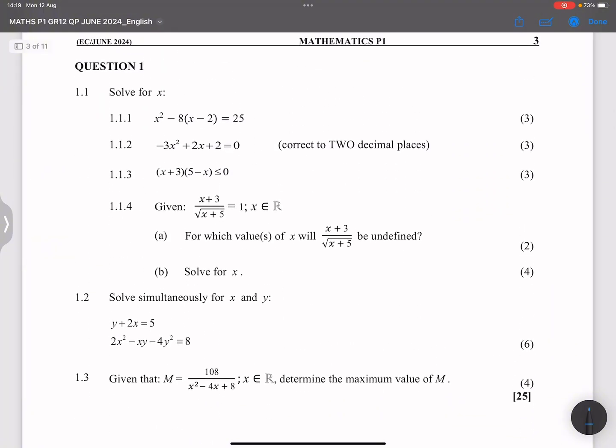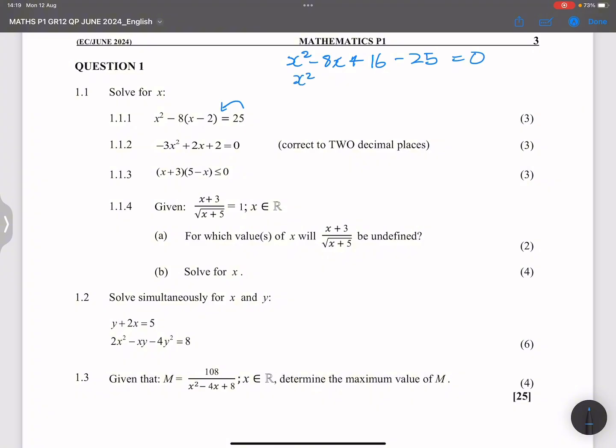All right, so firstly, we'll look at question 1. Let's try and go through the questions together. So we've got 1.1.1. They've got x squared minus 8x now. So what I'm going to do is just simply expand into the bracket. So that will be minus 8x. And remember, a negative times a negative is a positive. So that becomes plus 16. Now, if I take the 25 to the other side, that becomes minus 25. This would be equal to 0.